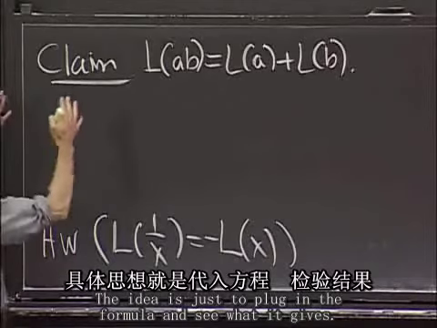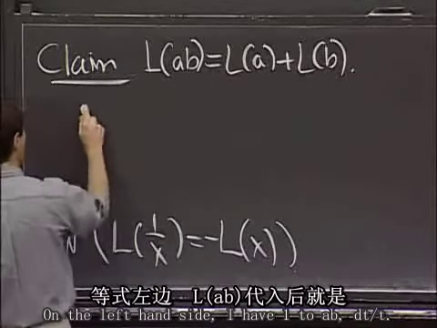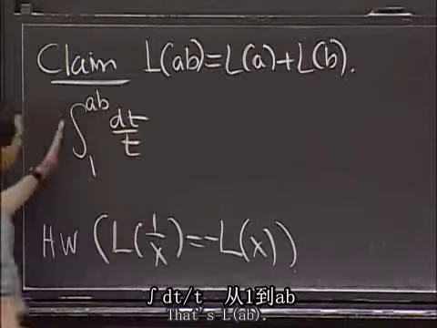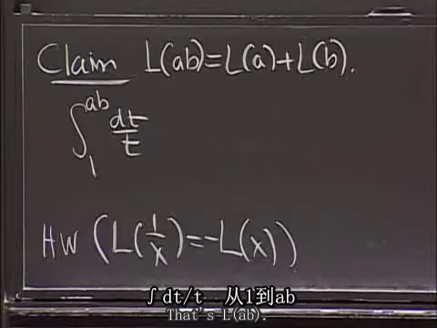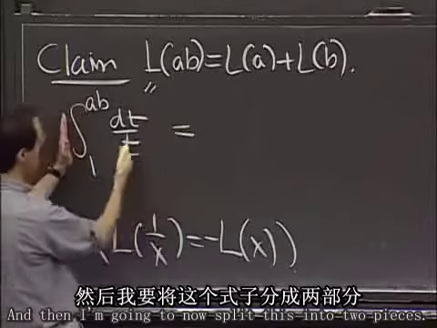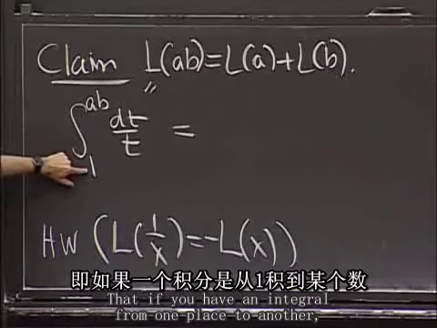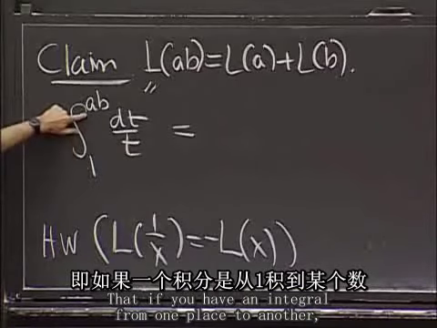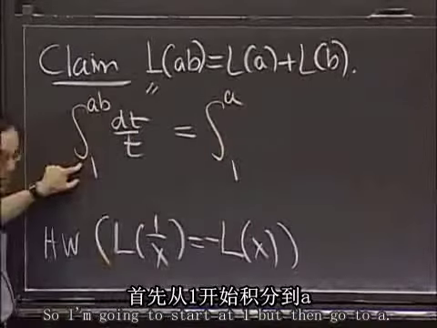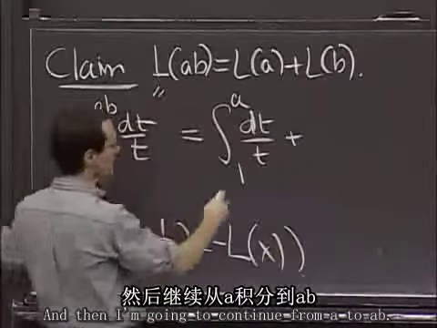The idea is just to plug in the formula and see what it gives. On the left-hand side, I have the integral from 1 to AB of dt over t. That's L of AB. And then I'm going to now split this into two pieces. Again, this is a property of integrals, that if you have an integral from one place to another, you can break it up into pieces. So I'm going to start at 1, but then go to A. And then I'm going to continue from A to AB.